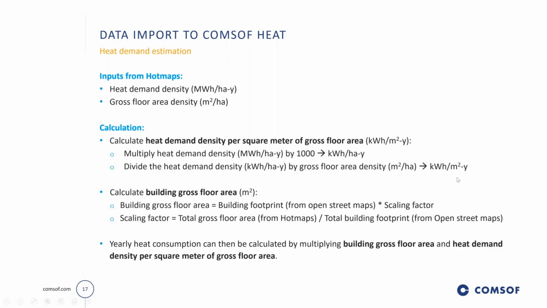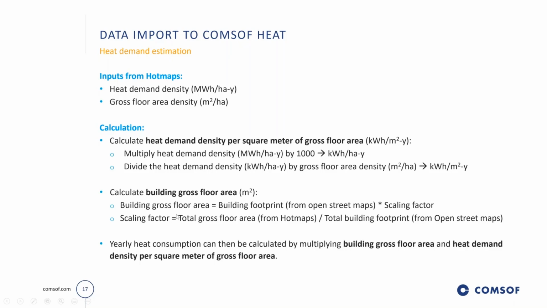Now we have this value, kilowatt hour per meter squared per year, for every building. Now we just need the heated building area for each building. Once we know the heated gross floor area of each building, we just have to multiply that value with this particular kilowatt hour per meter squared per year. Then we will get kilowatt hour, which is heat consumption per year. If you already have your data for heated gross floor area, you can directly use it. If we don't have that data, then we can approximately estimate the building gross floor area.